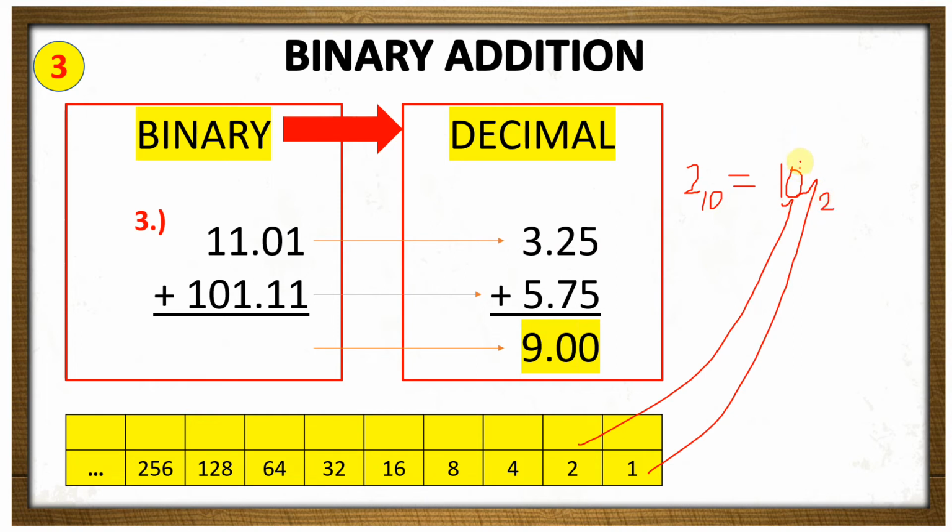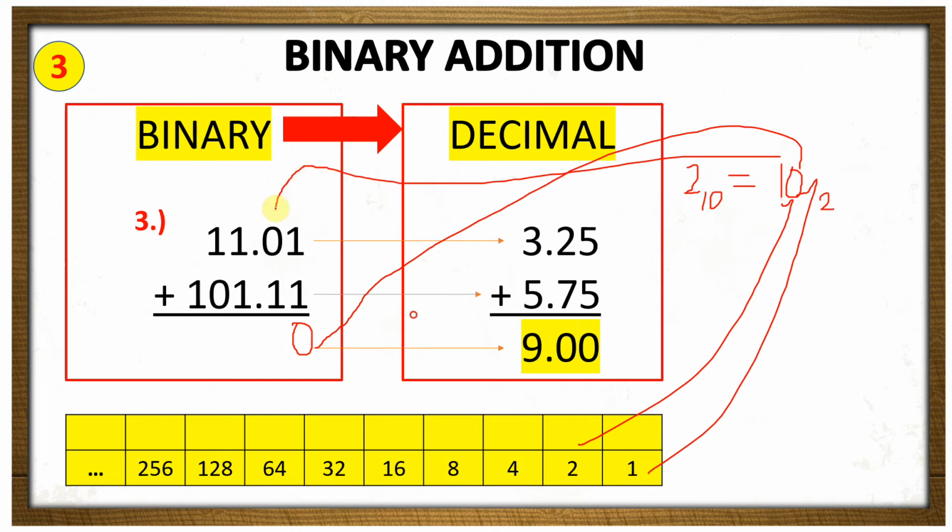So you bring down the 0, you write the 0 here, and you carry over this 1 to the next digit here. Next, 1 plus 0 is 1, plus 1, keep in mind that's 2, so the same. You write 0 here, and again you carry over the 1 to the next place value.